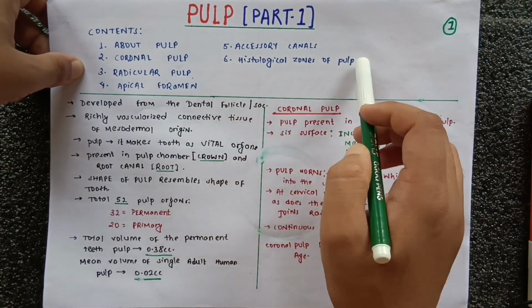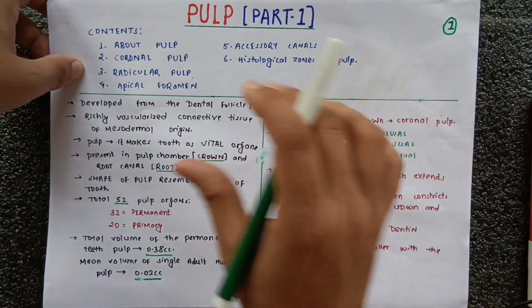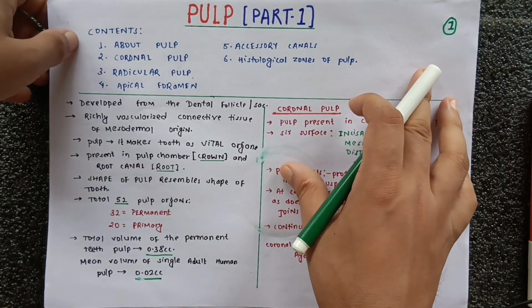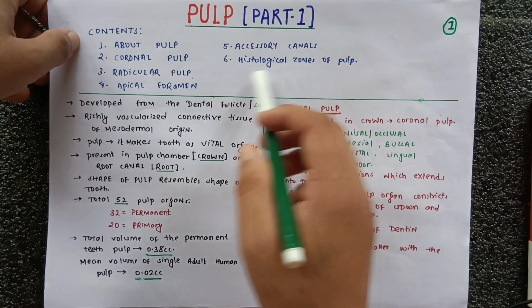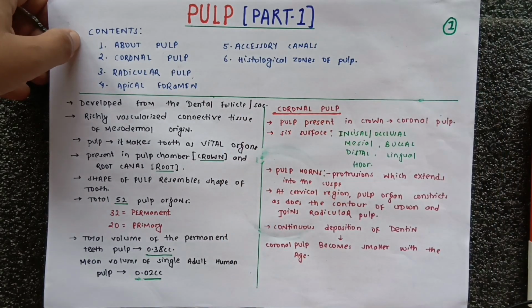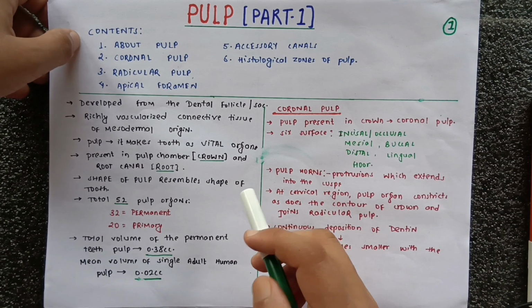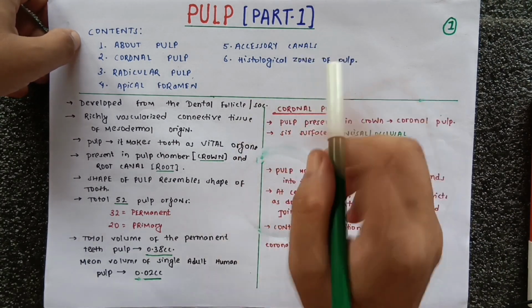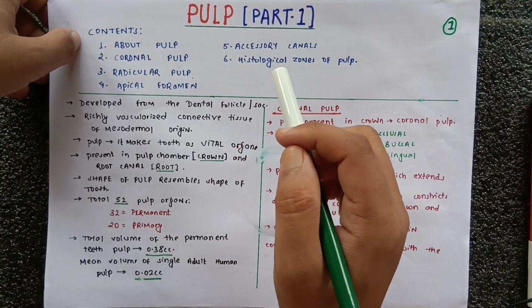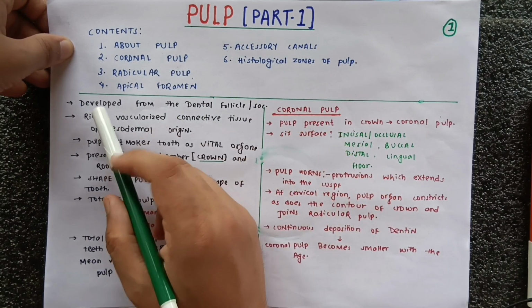The histological zones of the pulp is one of the most important subtopics under this chapter. Many times they can ask in the theory exam, so they mostly ask: write a short note on the histological zones of the pulp. So you should prepare this subtopic very well. Without delaying much, let's get started.